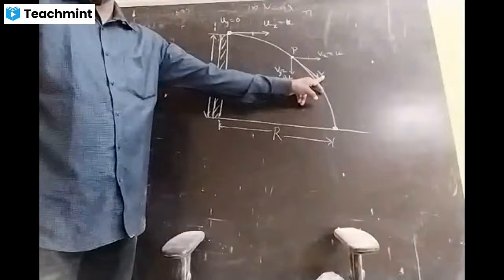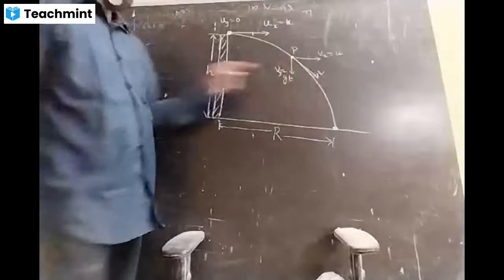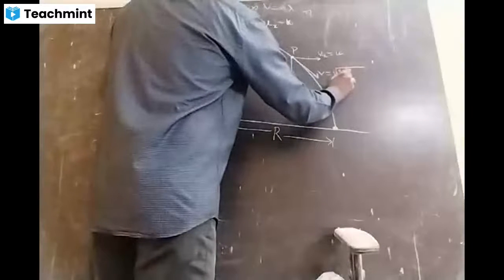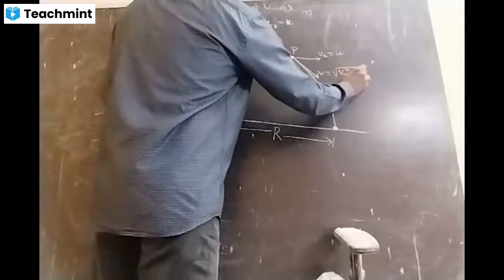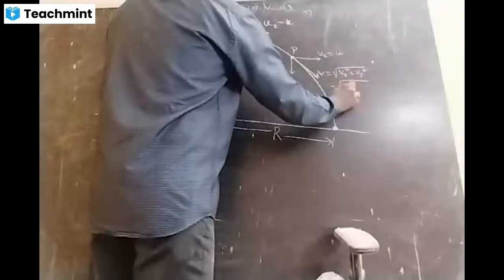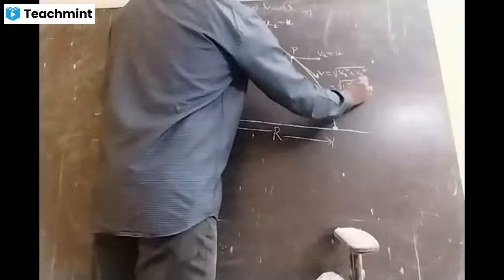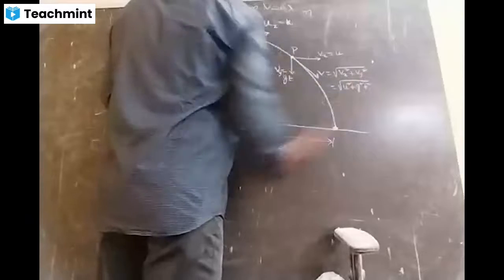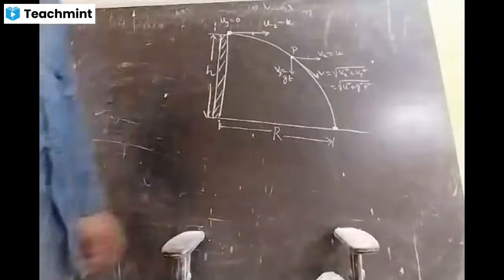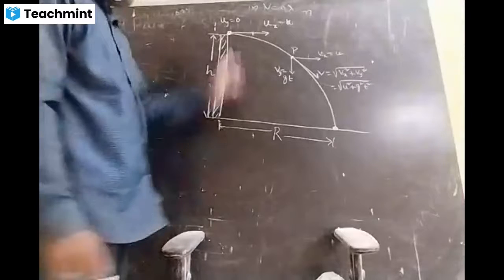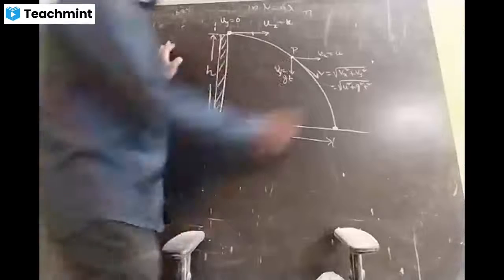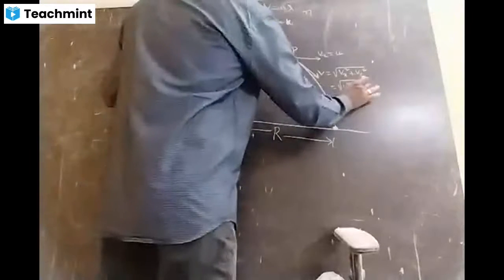V is nothing but the resultant velocity. Resultant velocity v is equal to root over vx square plus vy square, and I got the value as root over u square plus (gt) whole square. Right? Okay. Now, let me find out. Square, sir. t square, (gt) whole square.